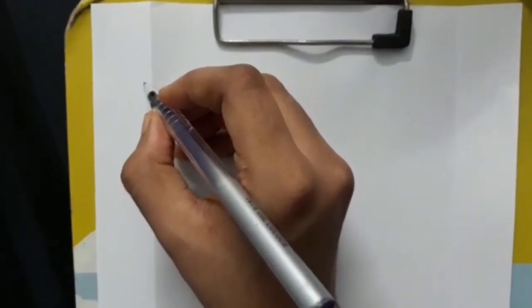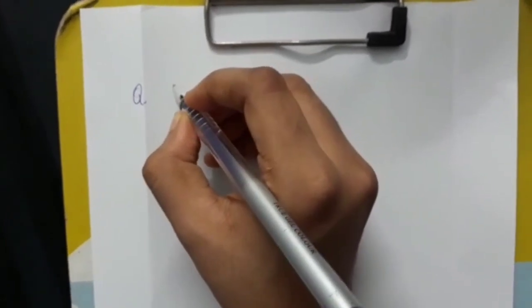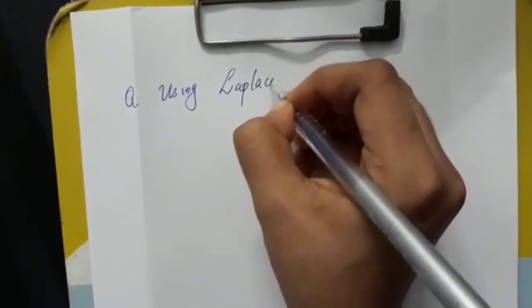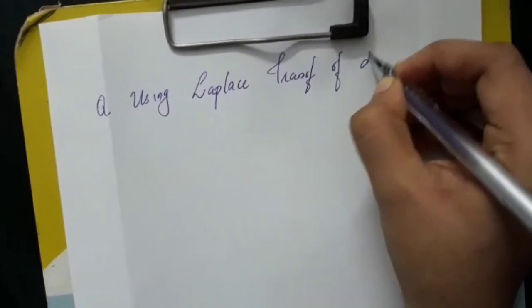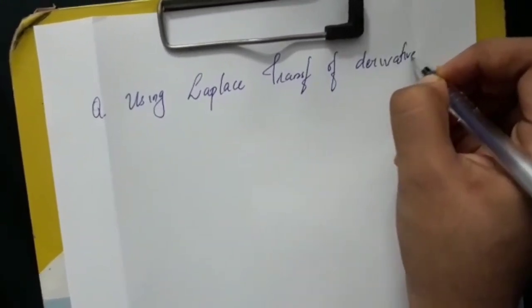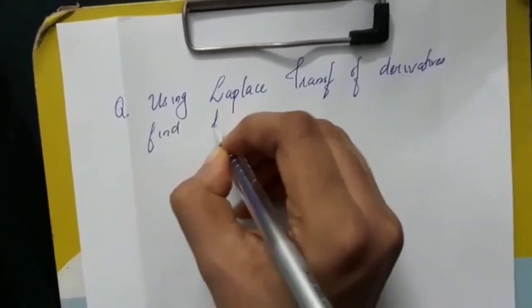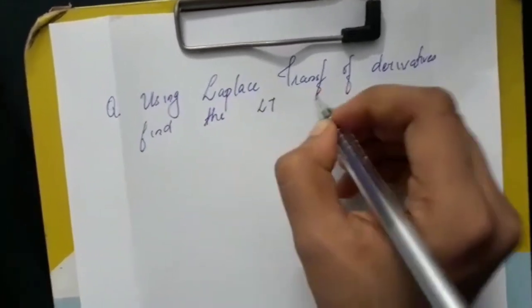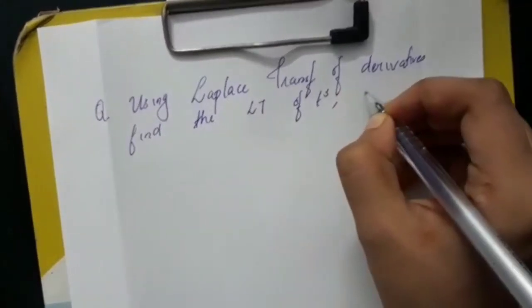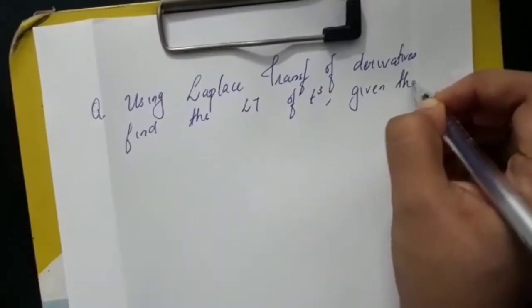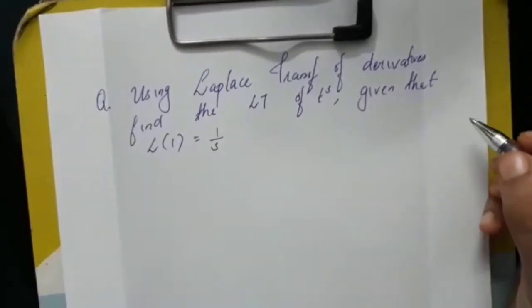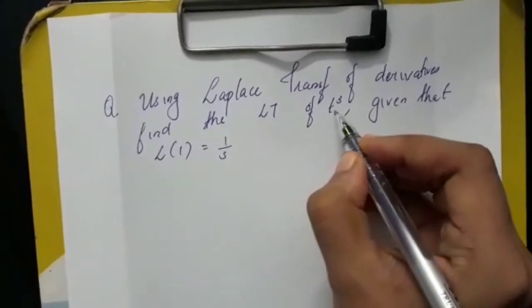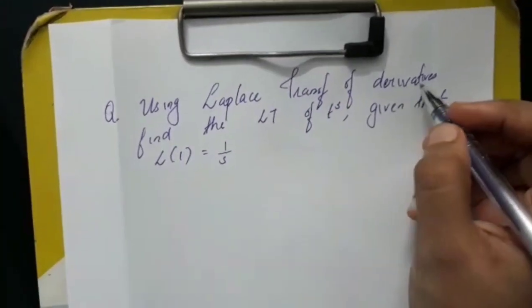So let's go for a problem. I'm writing the question. Using Laplace transform of derivatives, find the Laplace transform of t cube, and it is given that L of 1 is equal to 1 by s. So we need to find the Laplace transform of t cube by using the Laplace transform of derivative property.